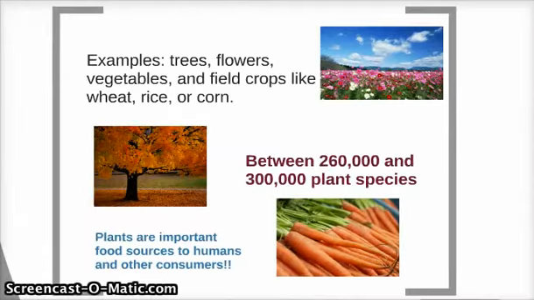Some examples of plants are different types of trees, flowers, vegetables, fruits, and field crops like wheat, rice, or corn. There are between 260,000 and 300,000 plant species. Obviously, plants are important food sources to humans and other consumers. So think about, what are some plants that you eat every day? What are some fruits of plants that you eat every day?